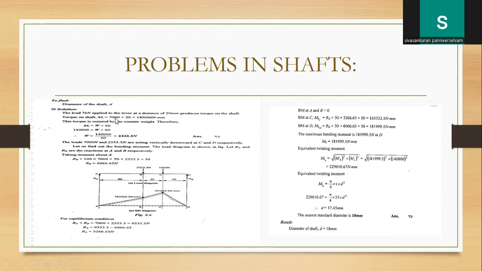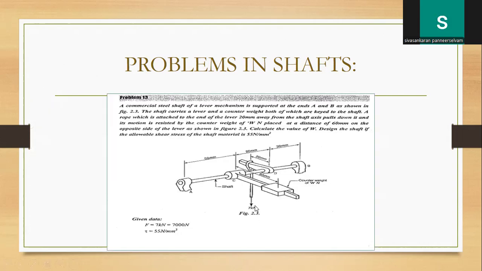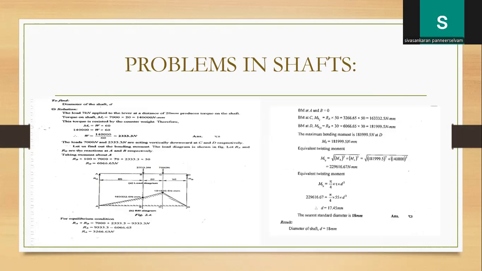So 7 kilonewton, that is 7000 Newton, into the distance of the lever, 20 mm away from the shaft axis, from the given figure diagram. The torque acts at a distance of 20 mm with the allowable vertical downward force of 7 kilonewton. Multiply those two values and find out the torque produced at the shaft due to twisting moment.